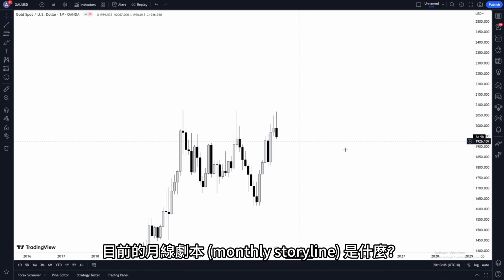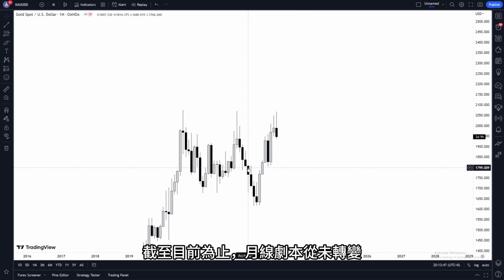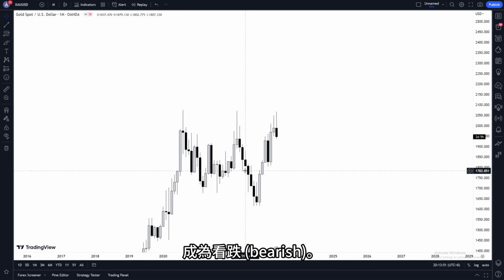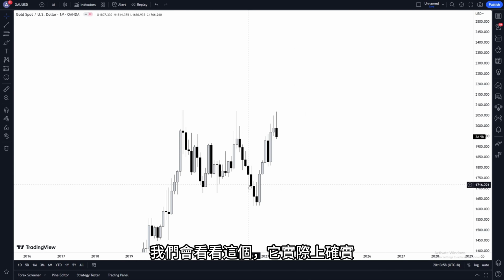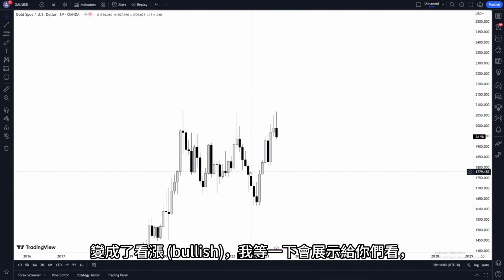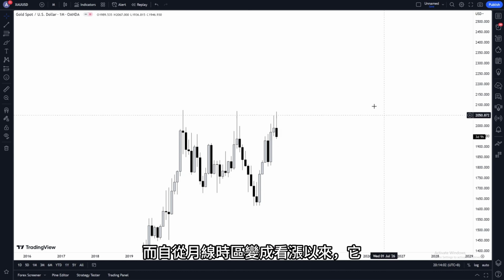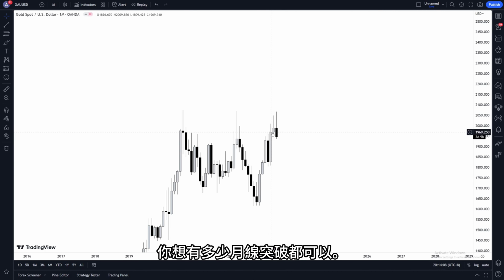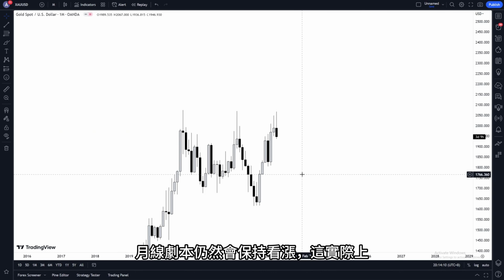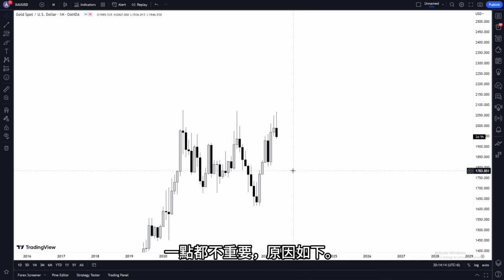What is the monthly storyline as of right now? The monthly storyline as of right now has never shifted to becoming bearish. The monthly storyline previously, a couple months back, actually did become bullish, and I'll show you guys this in a second. Ever since the monthly time frame became bullish, it never turned bearish after that, which means you can have as many breaks of the monthly as you want. The monthly storyline will still remain bullish. And that doesn't actually matter at all for the following reason.